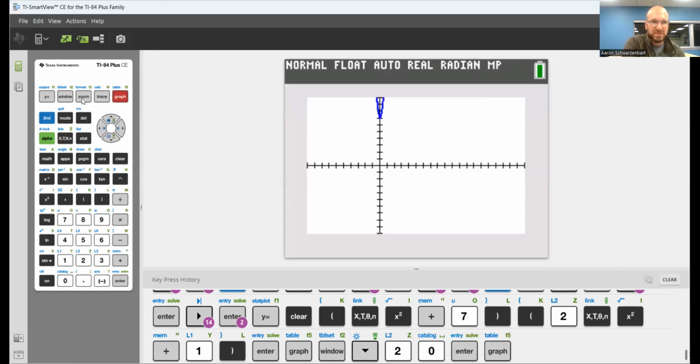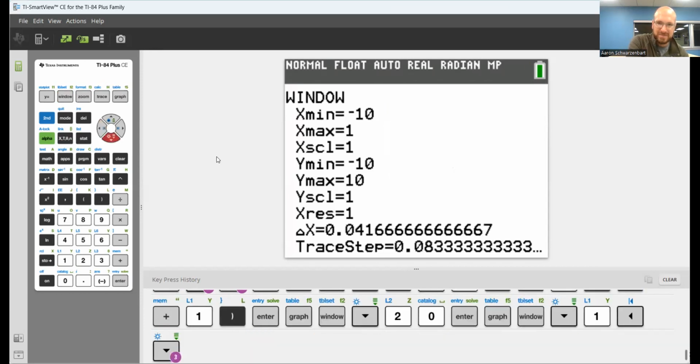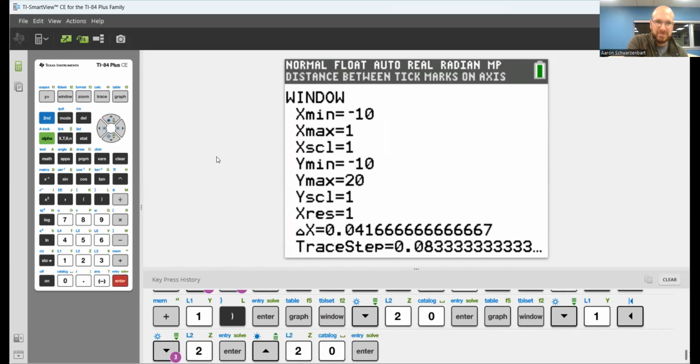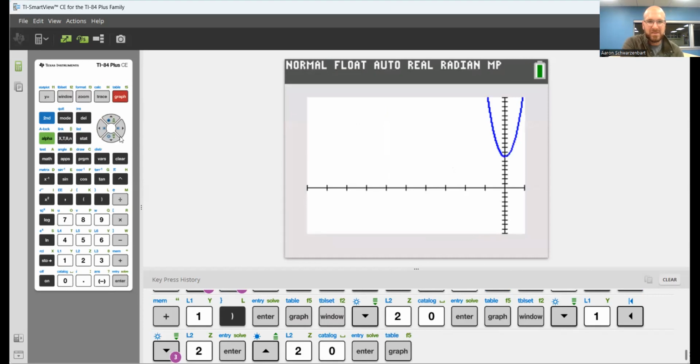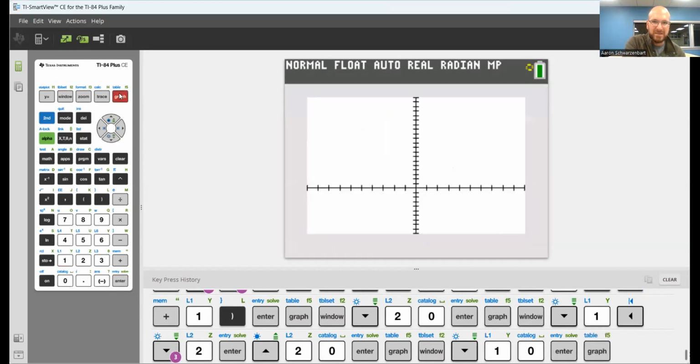Oops, that wasn't the one I wanted to change. I did not need to change my X max. I need to change my Y max. 220. Oh, it's 1, not 10. Okay. So I can look at this and I can ask you, when is it greater than 0?